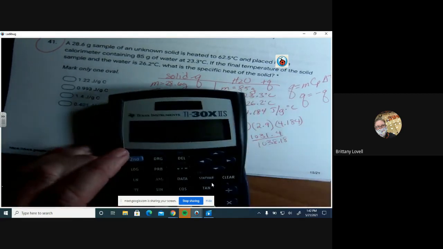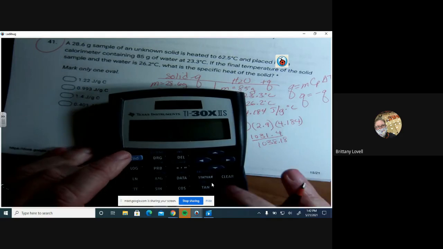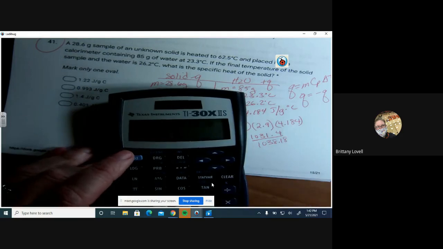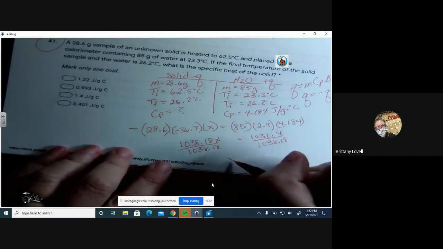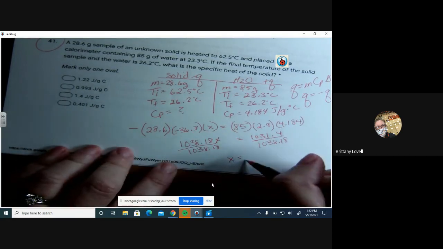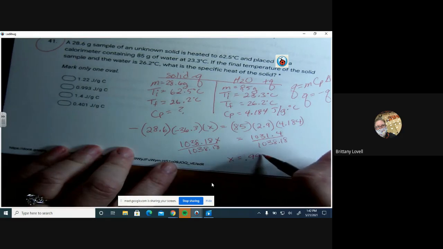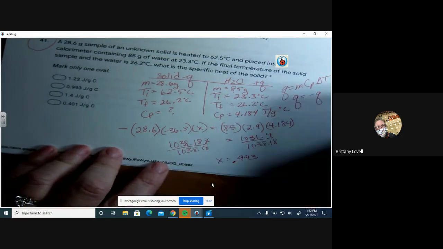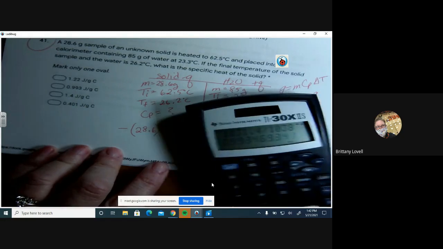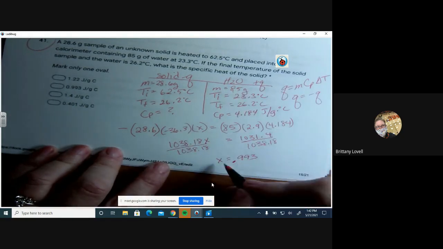So I'm going to do 1031.4 divided by 1038.18, and end up with 0.99. x is equal to 0.993. I'm just going to use 3 significant digits here. It gives you a whole bunch, but I'm just going to round it off to 3.